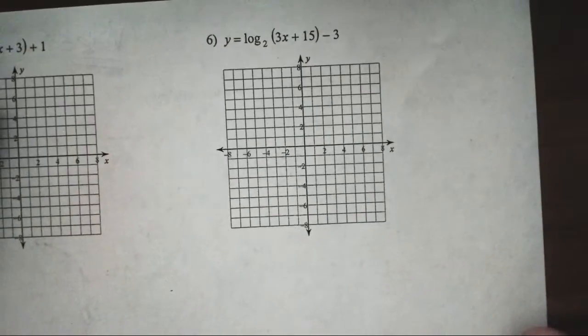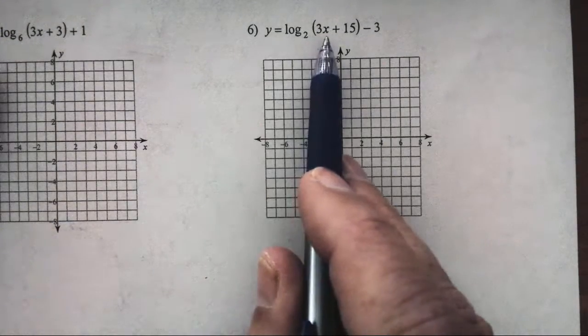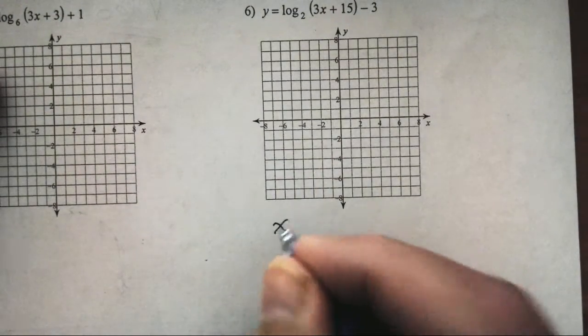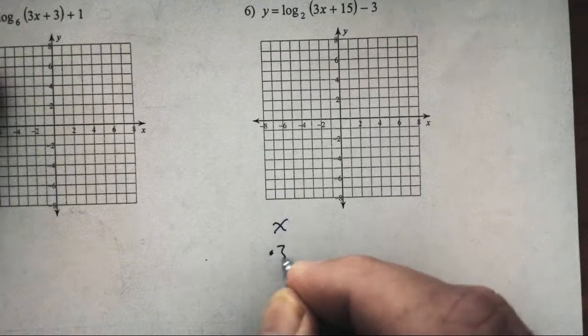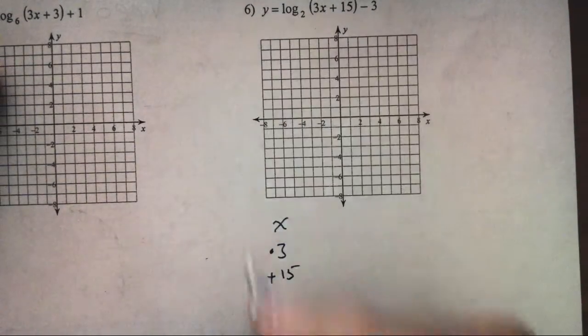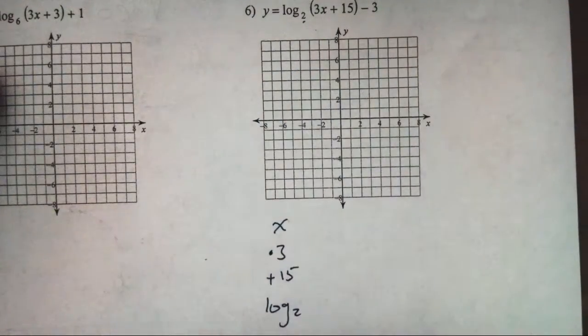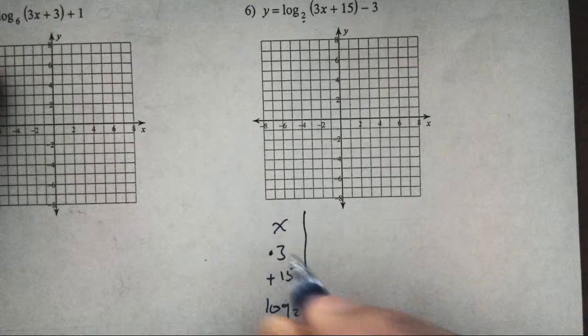Okay, one more. This one's a little bit uglier. We're going to just have to trace things. We got some more things going on with the function. I would choose a value for x. I would multiply it by 3. I would add 15. I would take log base 2, and I would subtract 3.